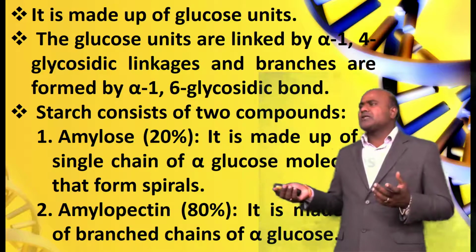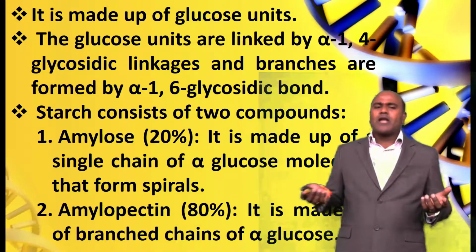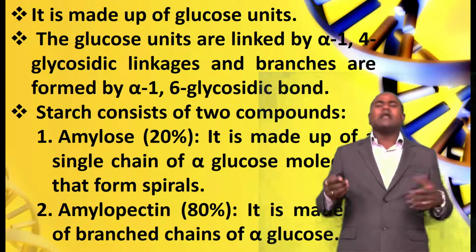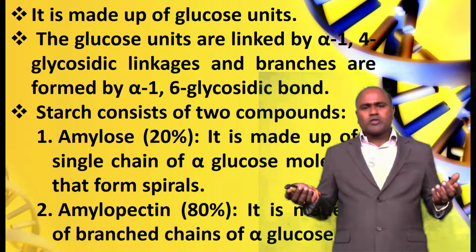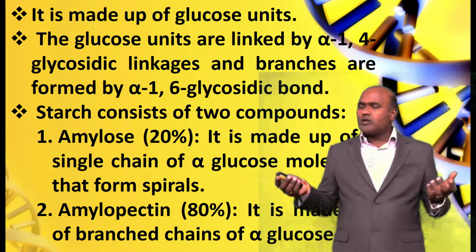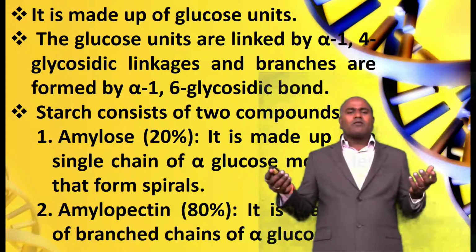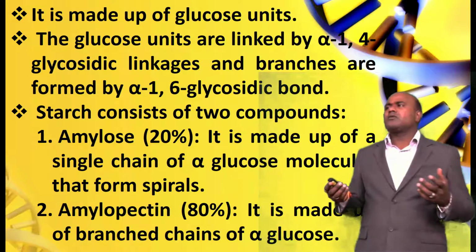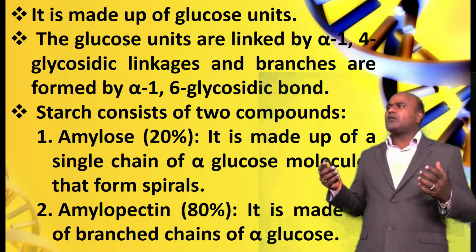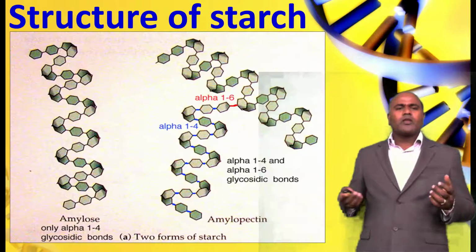So one is amylose, which is 20%, and amylopectin, which is 80%. Amylose is made up of alpha glucose units that form spirals, whereas amylopectin, which is 80%, is made up of branched chains of alpha glucose units.